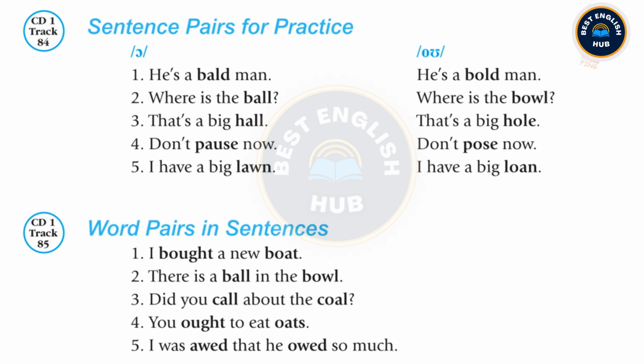Sentence pairs for practice for ah and O. The following pairs of sentences are the same, except the first one has a word with an ah sound, and the second one has a word with an O.